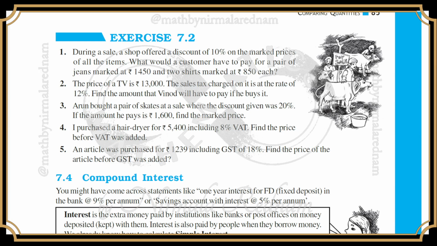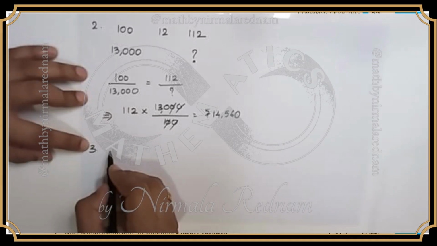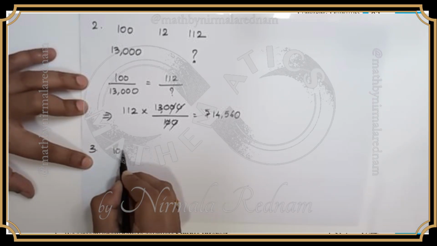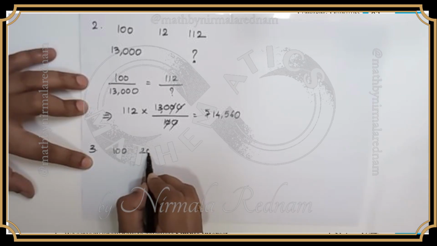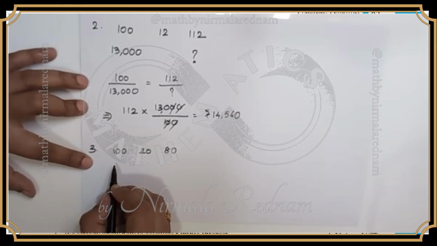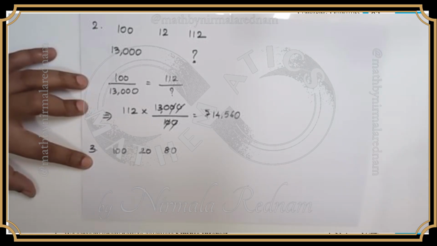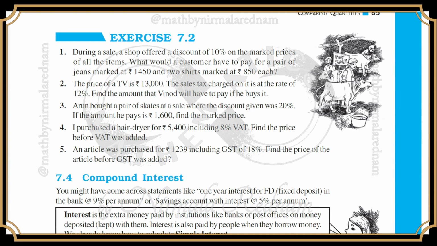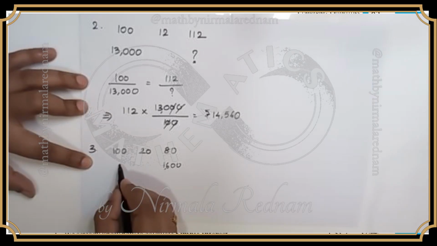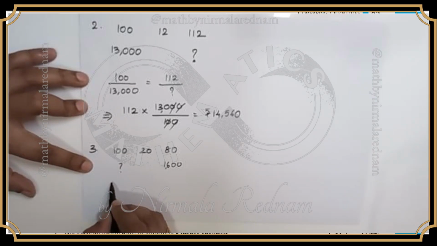Arun bought a pair of skates at a sale where the discount was 20%. The amount he pays is 1,600. Find the marked price. So you know what I'm going to do, right? How much does he pay? 100 is your marked price. 20 is my discount. So he is going to end up paying 80, right? And they've given the amount he pays, 1,600. And they're asking us what is the original marked price.